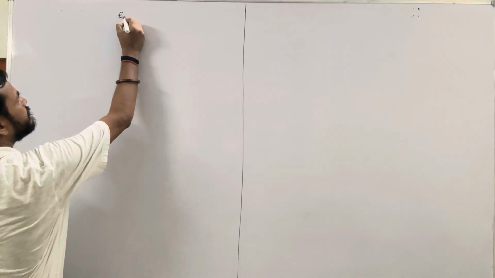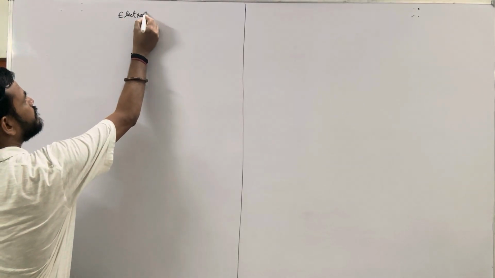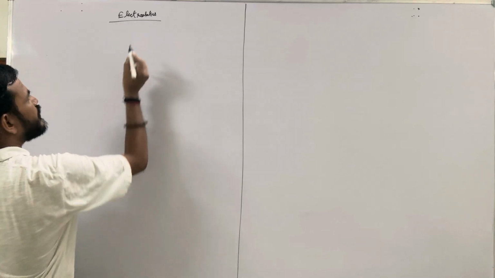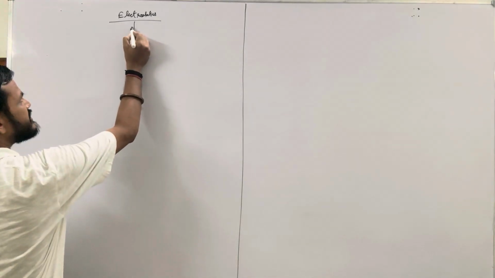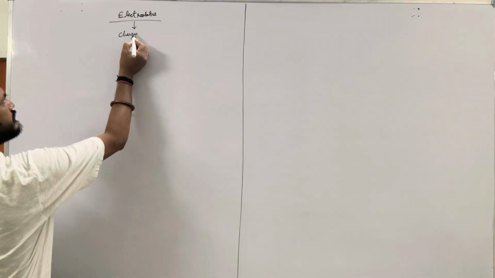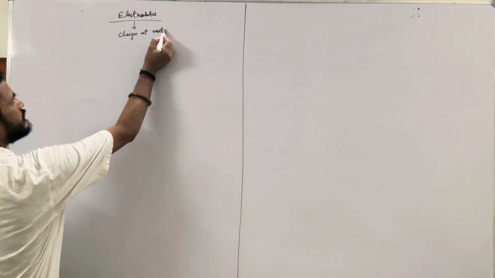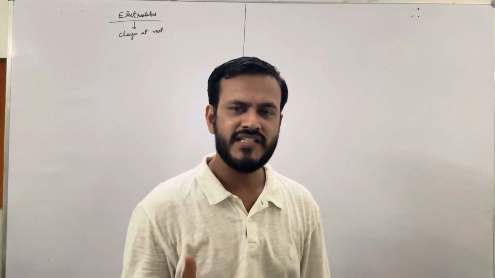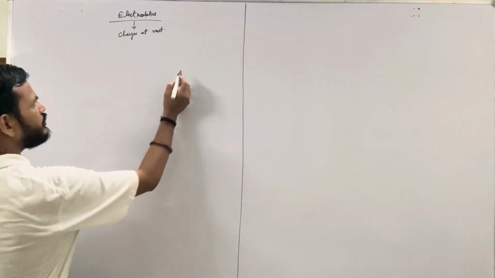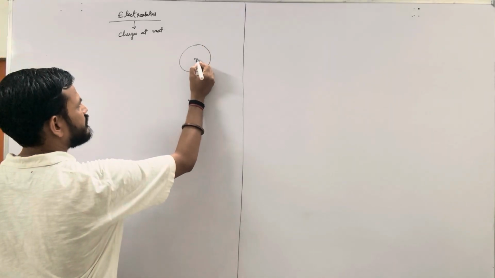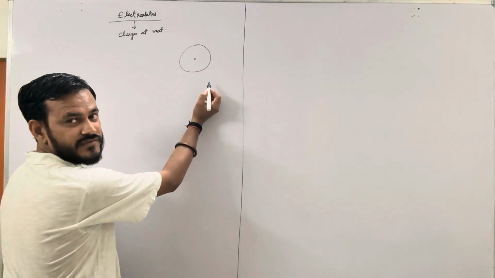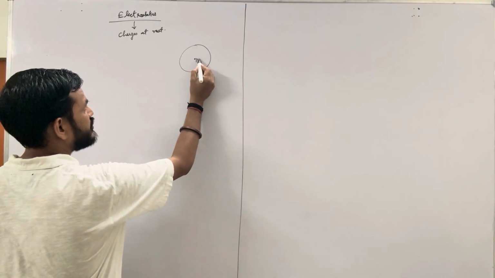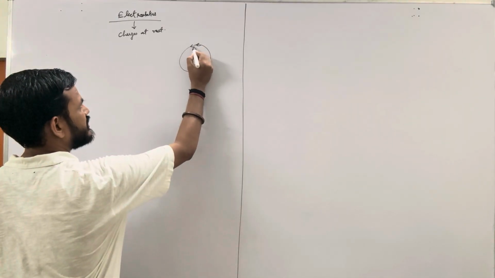Electrostatics. What is electrostatics? It means charges at rest. Now, it talks about charges, guys. To understand what charge is, let us try to understand the basic nature of charge. Everything is made up of atoms, and atoms are made up of protons, neutrons, and electrons revolving around them.